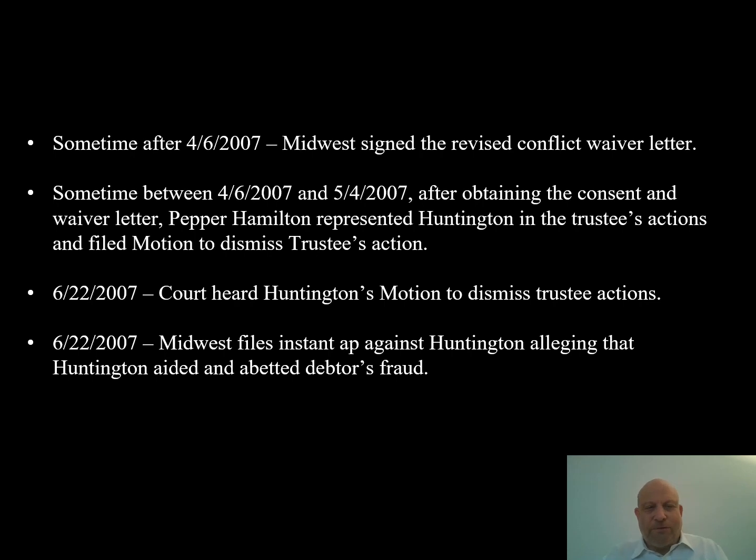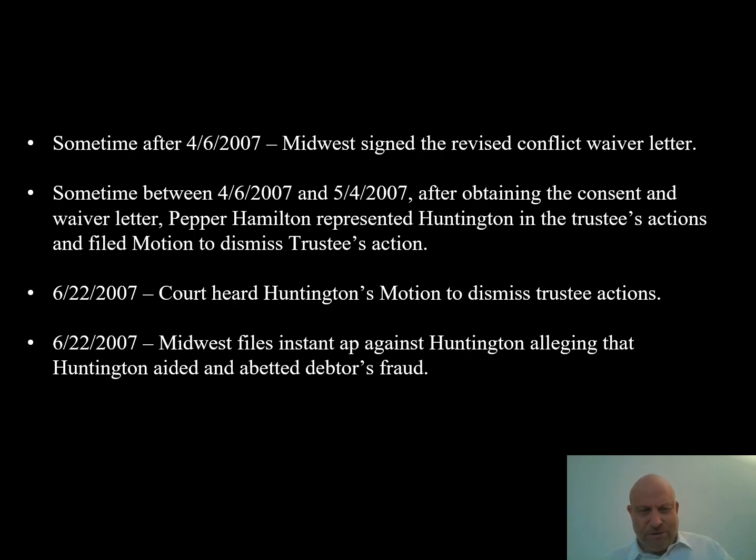So sometime after April, after getting the consent, Pepper Hamilton went on to put in an answer and defended Huntington in the clawback actions. And then June 22nd, 2007, Midwest files the instant action against Huntington, alleging that Huntington aided and abetted debtors' fraud.